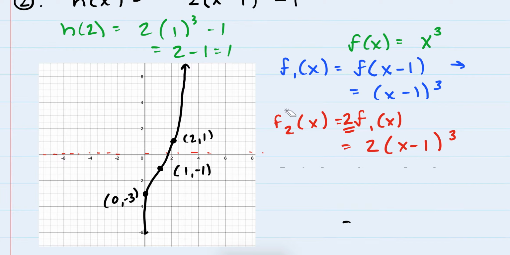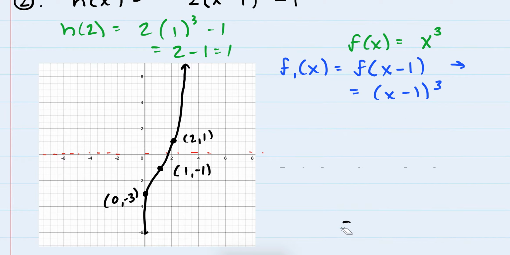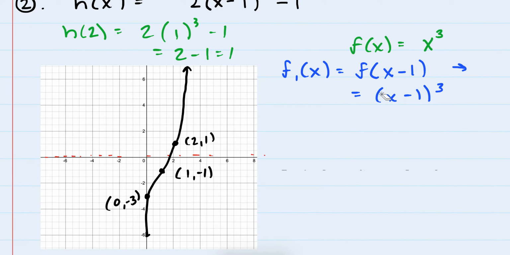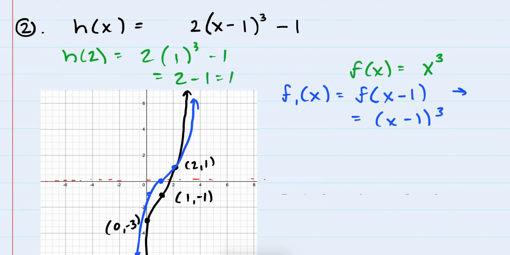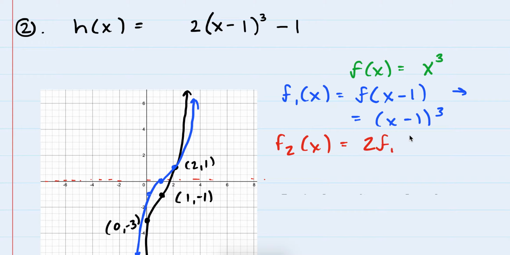Let's say that we graphed this function f1 of x, which is f of x minus 1. We moved that graph, so I'm just going to remind you what it looked like. It looked like this, I believe, because we moved the parent function over 1 unit. And then you could say, well, what I did was multiply by 2. That's how I defined the second function. I said f2 of x was 2 times f1 of x.